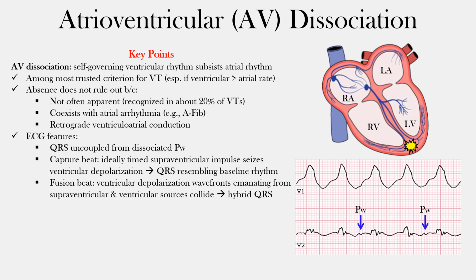Now, by definition, AV dissociation is present when a self-governing ventricular rhythm autonomously subsists the atrial rhythm. Okay, so what does that mean? You have something here in the ventricles. Imagine that this is your ventricular focus that is pretty much self-governing, taking over electrical activity of the heart. Now, classically, AV dissociation is characterized by a series of QRS complexes uncoupled from dissociated P waves.